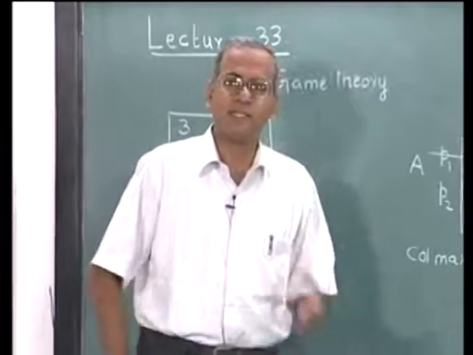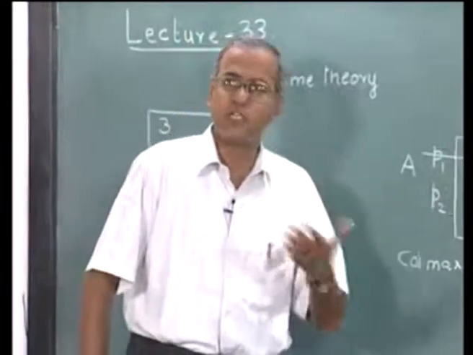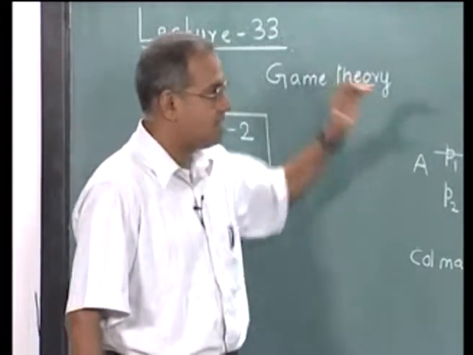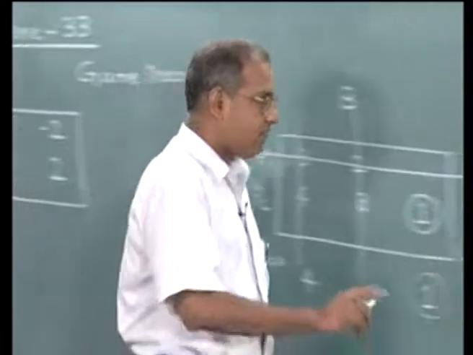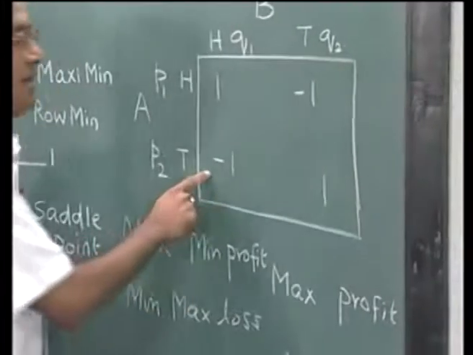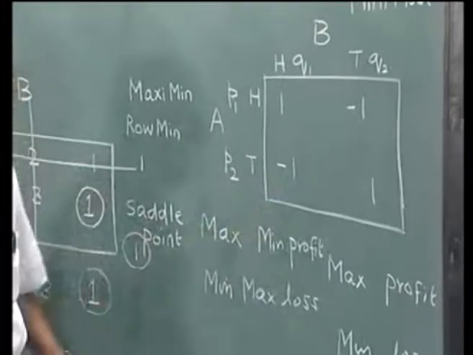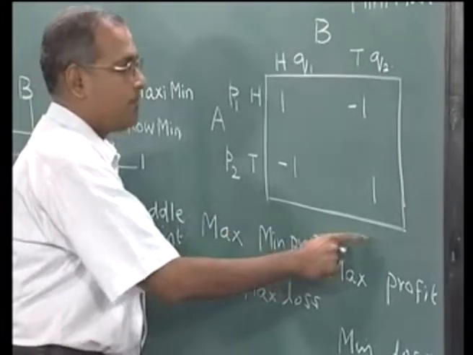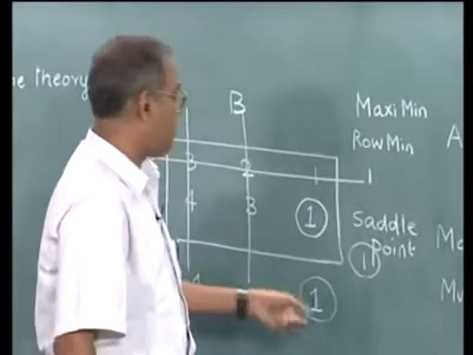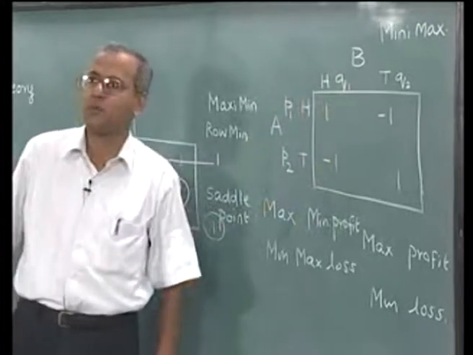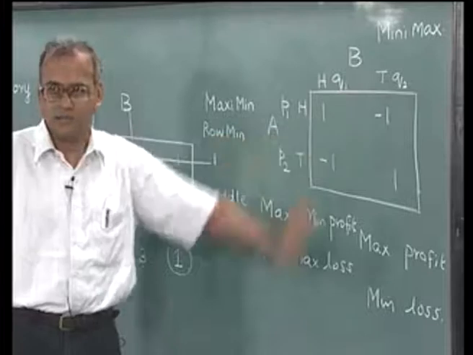If it does not have a single saddle point, then the problem shifts to finding out the proportion of times A would play this and the proportion of times B would play this, and so on. In fact, if we apply the dominance condition here, we realize that we do not have a single saddle point, because column maximum are 1 and 1, row minimum are -1 and -1. So, the minimum of the column max and the maximum of the row min do not coincide, therefore, there is no saddle point in this.